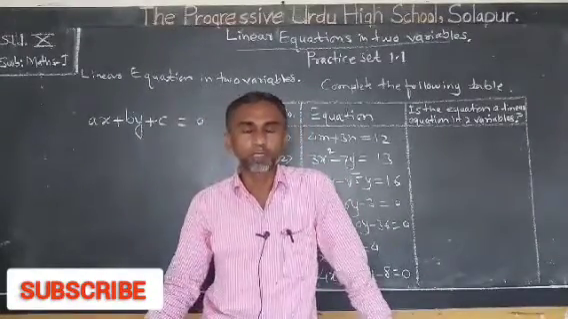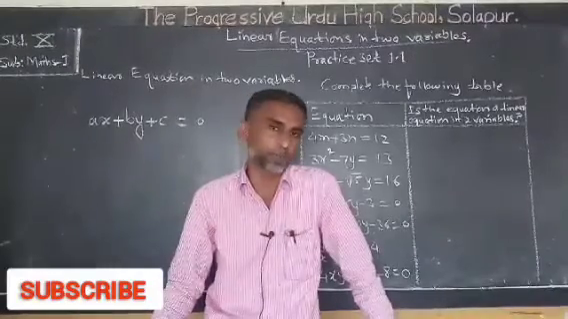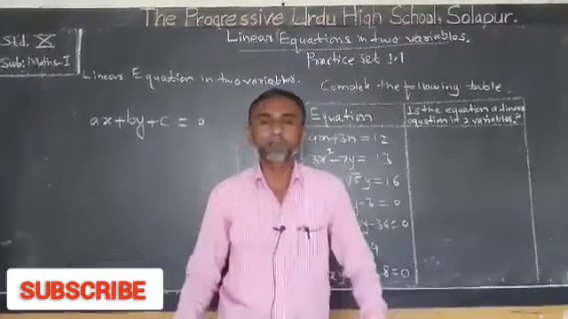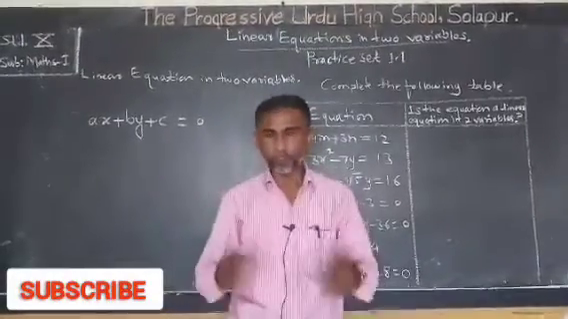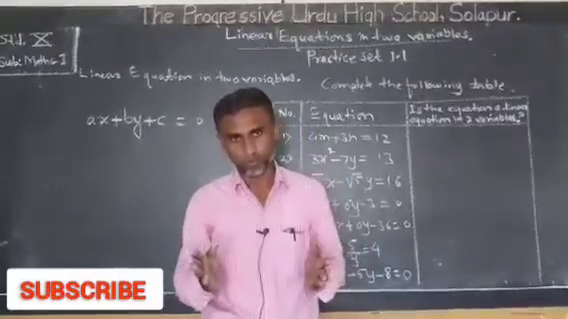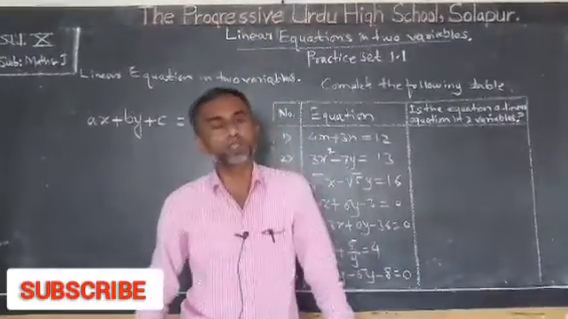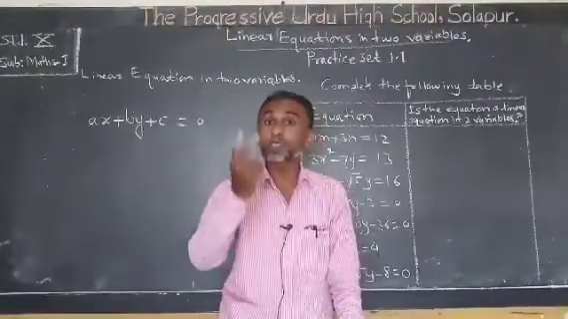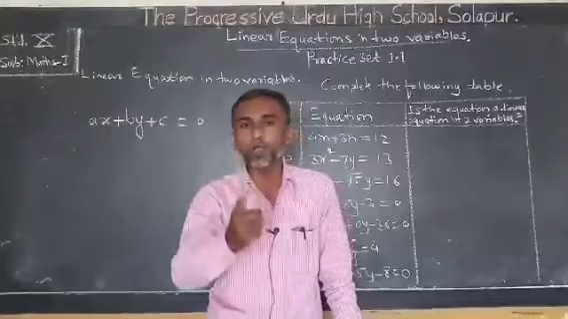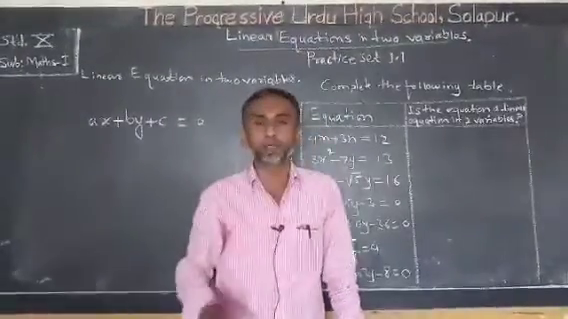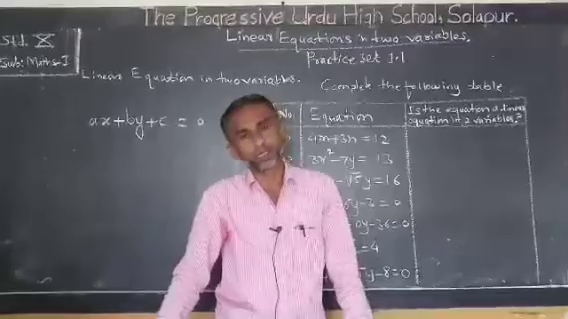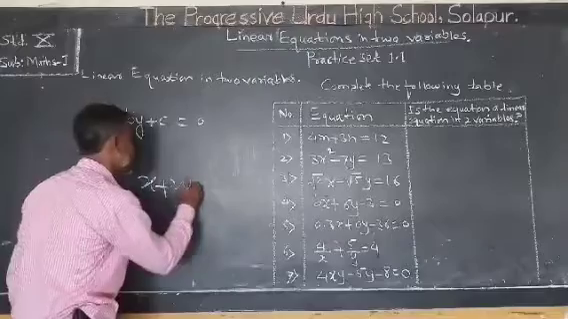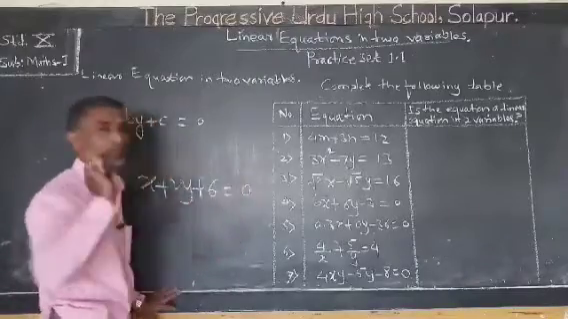The first unit, the linear equations in two variables. We already studied linear equations in two variables in 9th standard. Before starting, we should know what is meant by a linear equation in two variables. An equation which contains two variables and the order of each term containing the variable is 1 is called a linear equation in two variables. For example, x plus 2y plus 6 is equal to 0.